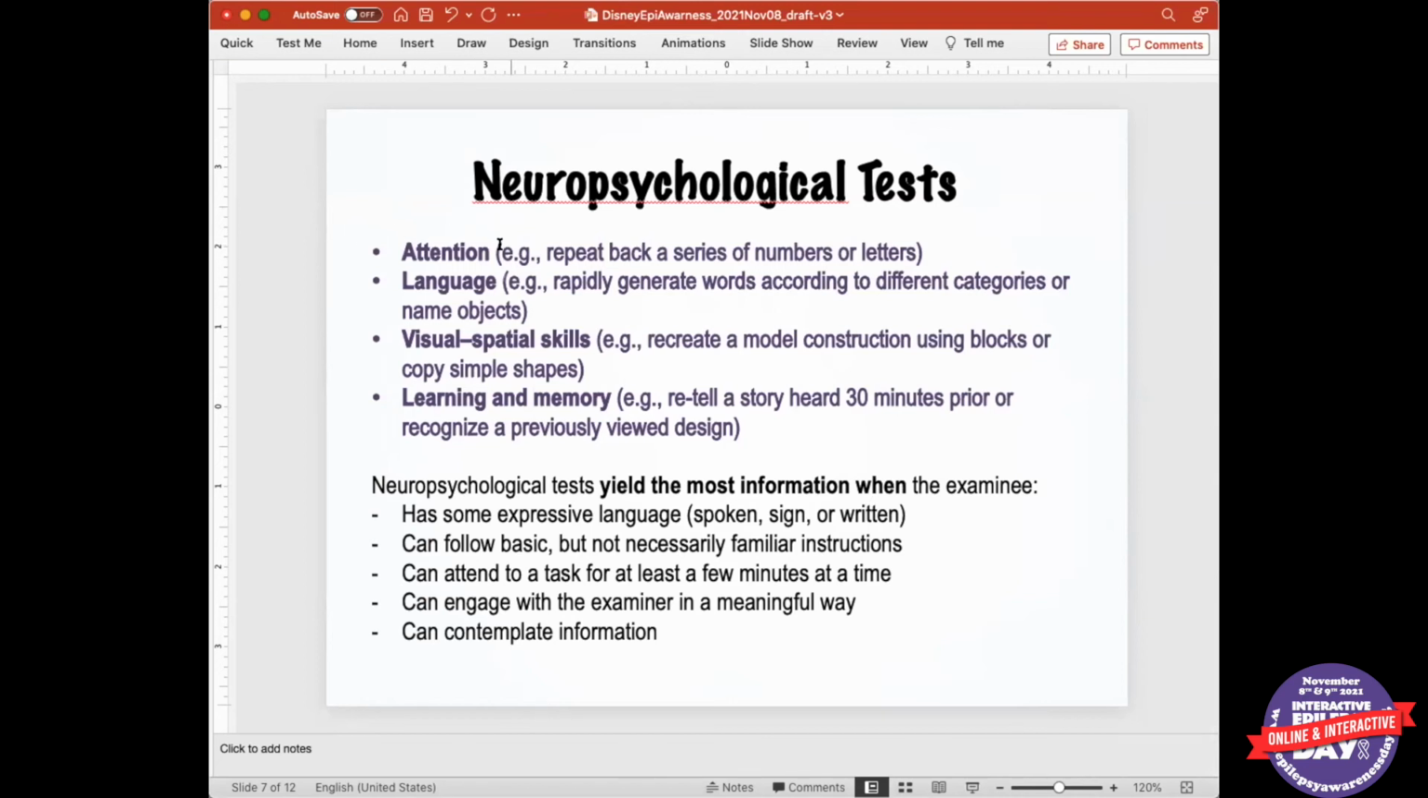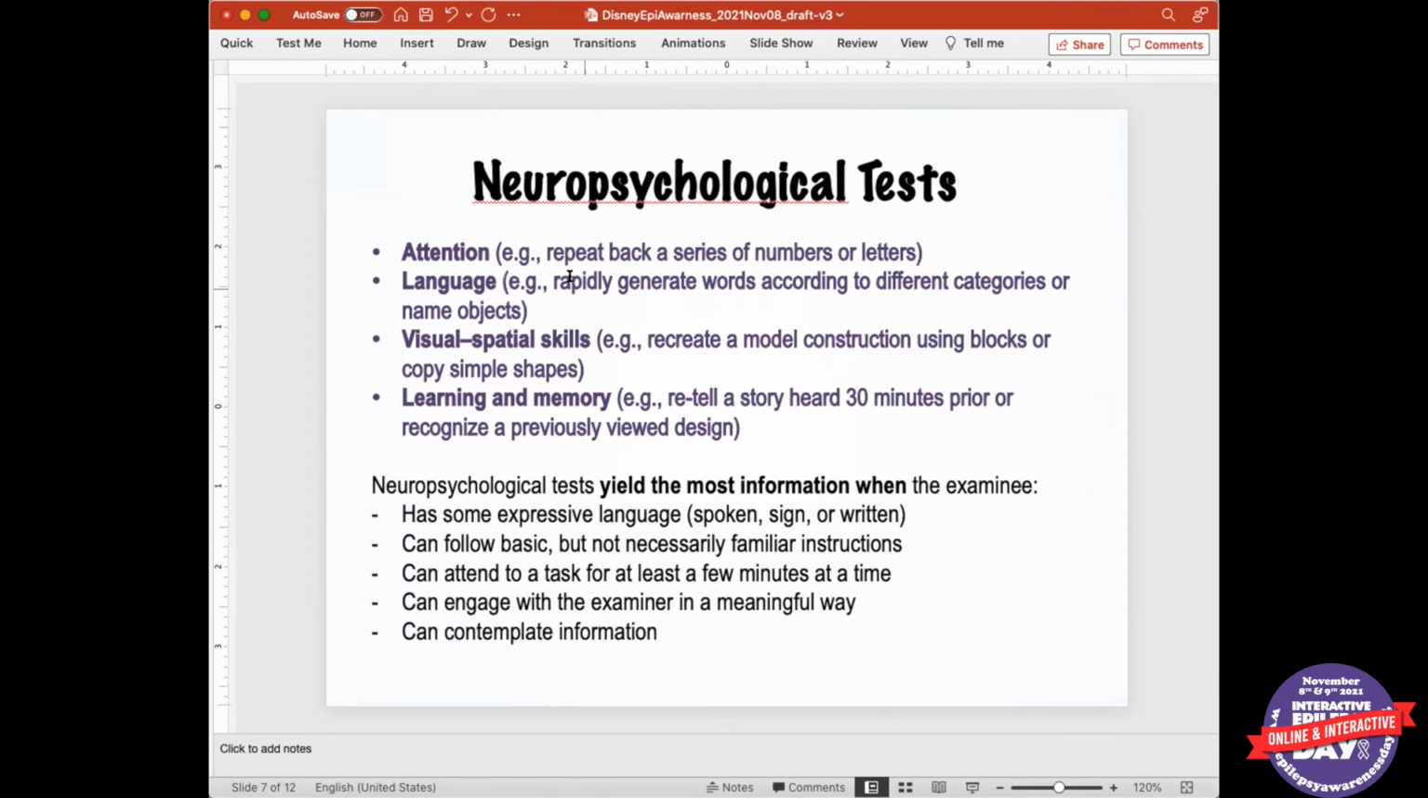So for example, attention: you might be asked to repeat back a series of numbers or letters, which requires immediate focus on a certain amount of information in order to repeat those things back. Or sometimes you're asked to repeat back a series of numbers in backwards order. So you've got to maintain that in mind and manipulate that information. That requires a lot of attention.